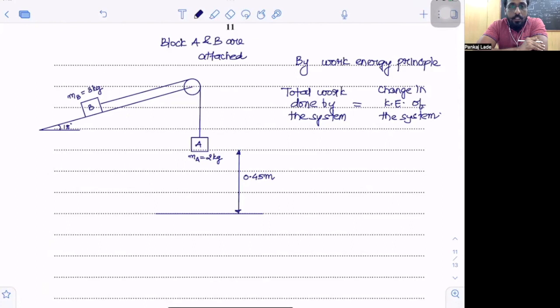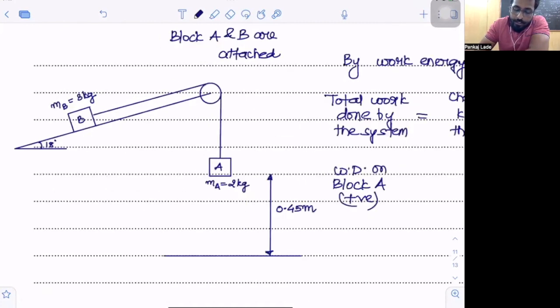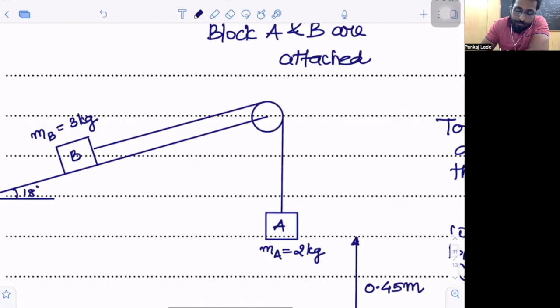So now the total work done by the system is only due to gravity. Block A is going down, in the direction of gravity, so work done on block A is positive. Block B is going against gravity, up the plane. And by how much distance has it traveled? Since block A has moved by 0.45 meters, block B will also move by 0.45 meters, right?